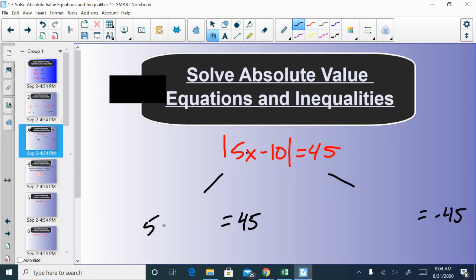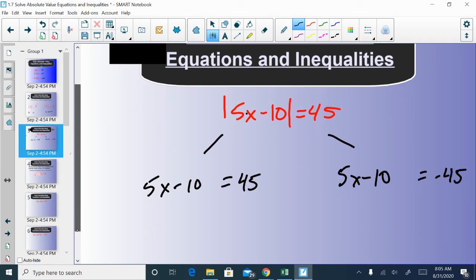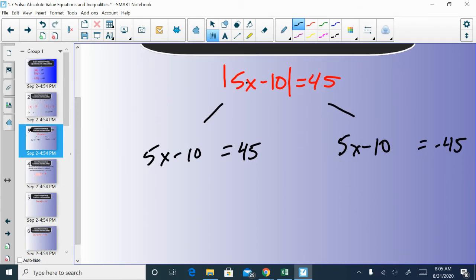So I can set this equal to 5x minus 10 is equal to 45, or 5x minus 10 is equal to negative 45. Let's take a second just to reiterate this. What did we do? We took whatever was in there, and we set it equal to 45, and we set it equal to negative 45. Now we're going to solve each of these equations, and we're going to come up with two answers. This should be pretty simple at this point.